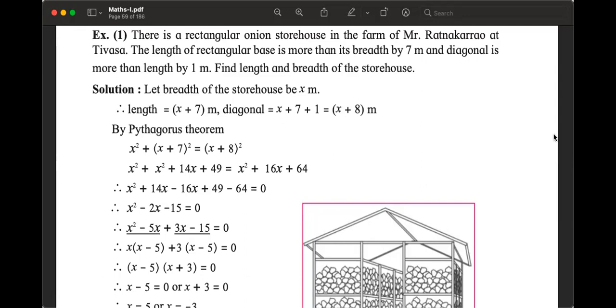The simple thing I wanted to clarify is that when it says rectangular onion house, it is only referring to the base, the floor. That is what you see in the picture also. There is a roof, which is not rectangular, which is triangular, or pyramidal. And the whole storehouse is no way a rectangle, it is a cuboid. But when we say some structure is rectangular, what we mean is that the basic floor, the base, is a rectangle. The question is, find the length and breadth of the storehouse.